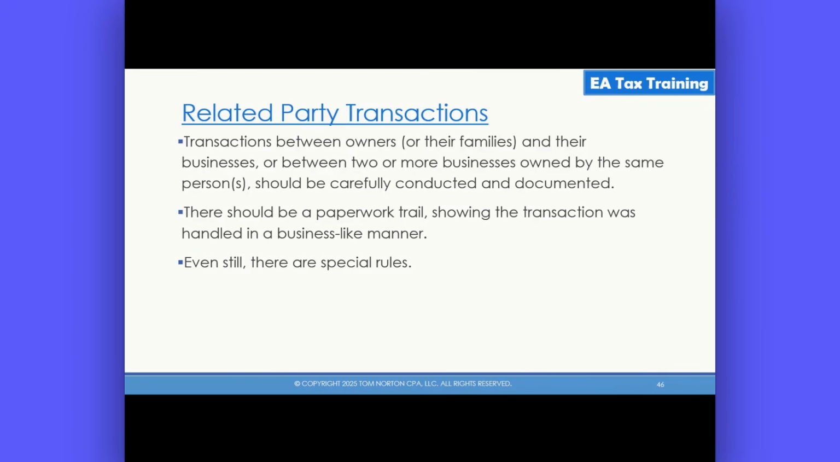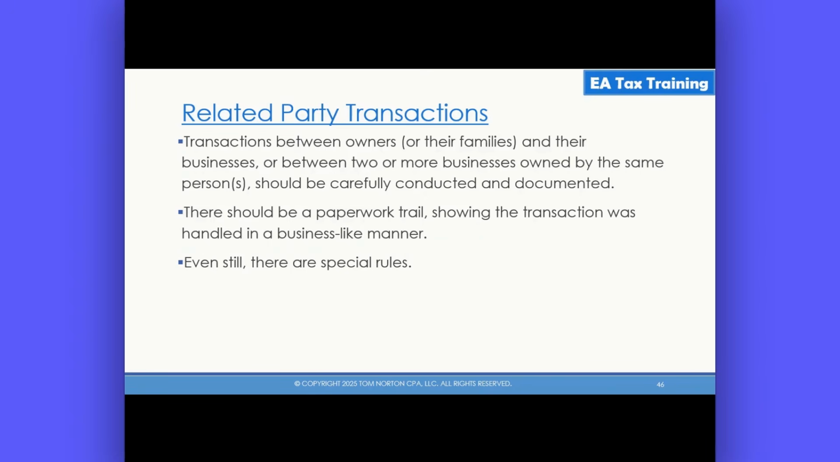Related party transactions. Transactions between owners or their families and the business, or between two or more businesses that are owned by the same persons, should be very carefully conducted and documented. You can do it. It's not that you can't have transactions between related parties. It's just that if you do have transactions between related parties, there is going to be extra scrutiny by the IRS. So you want to have a good paperwork trail showing that the transaction was handled in a business-like manner.